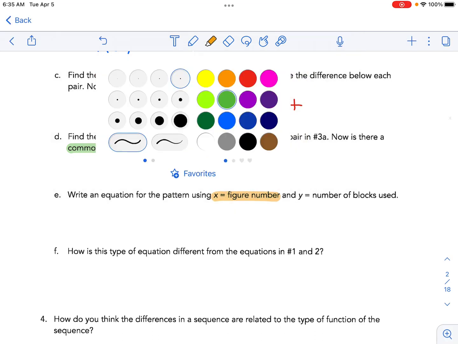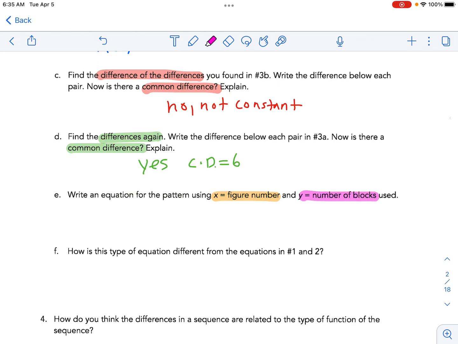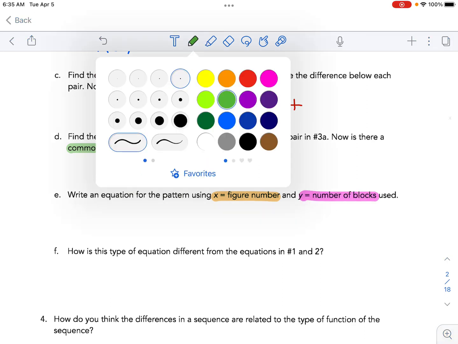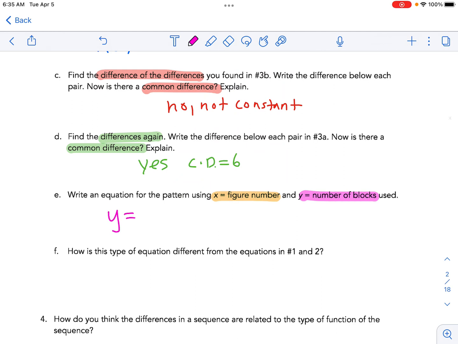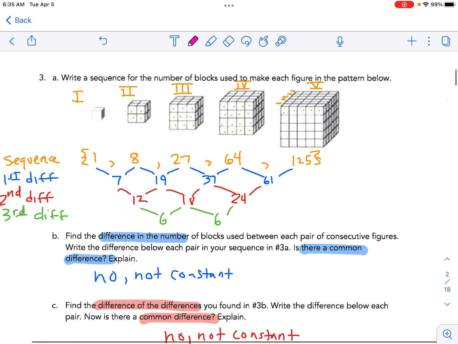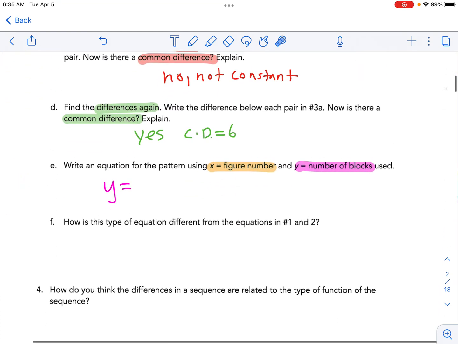So now we're back to writing an expression where x is the figure number and y is the number of blocks. So we're looking at y equals, and then let's take a look at the figure number. So we've got 1 and 1, and 2 and 8, and 3 and 27, and 4 and 64, and 5 and 125. So that looks like a cubic, right? 1 times 1 times 1 is 1, 2 times 2 times 2 is 8, 3 times 3 times 3 is 27. So our pattern is y equals x cubed.